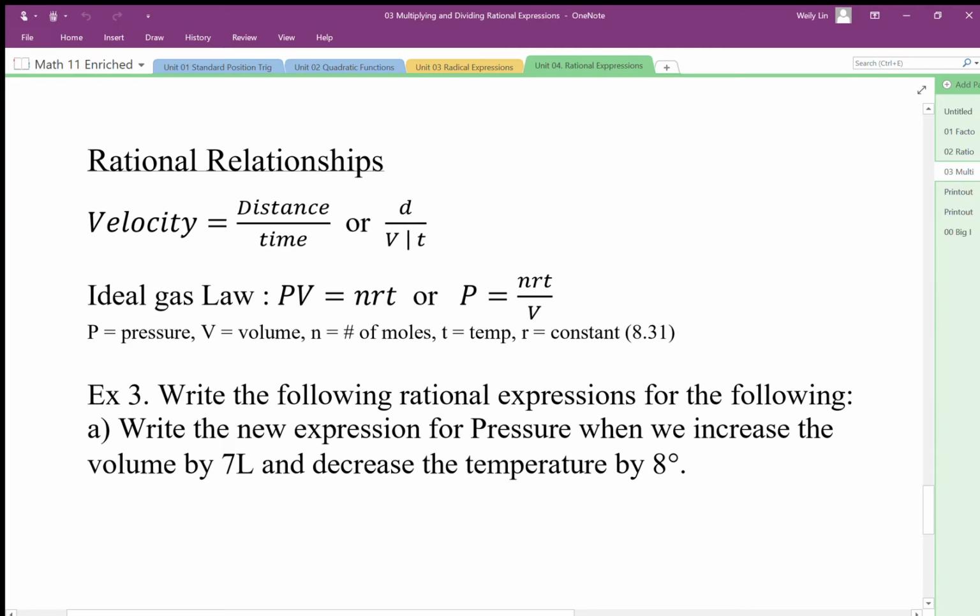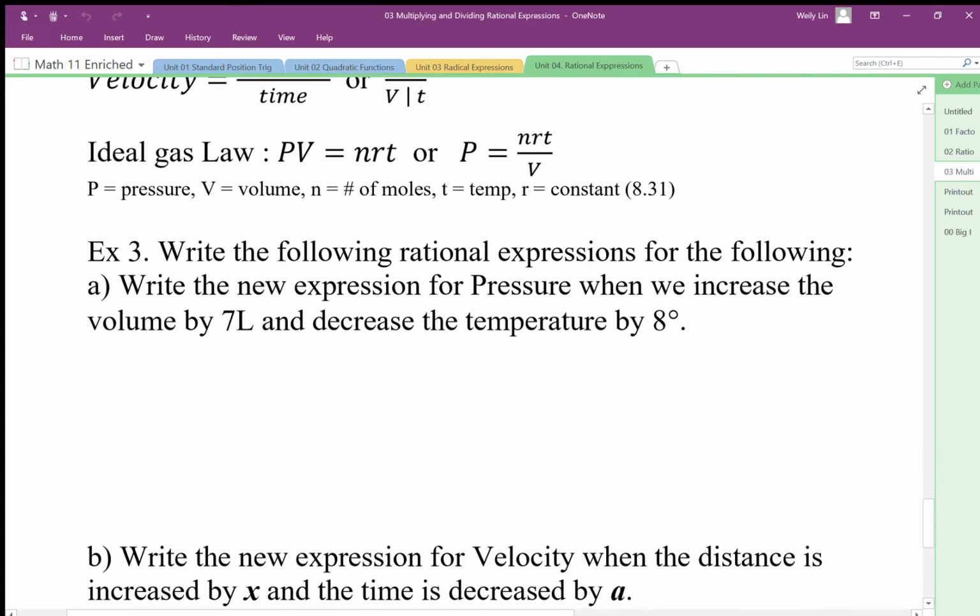There's another rational relationship that is called the ideal gas law, or the pressure times the volume is equal to the number of moles times R, which is a constant, times the temperature. Or we can say that the pressure is equal to the number of moles, how many molecules there are, times a constant times the temperature divided by the volume, which really means that if you increase the temperature, you increase the pressure, or if you decrease the volume, you increase the pressure as well.